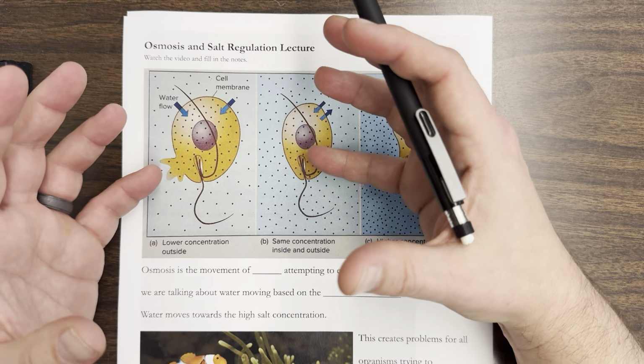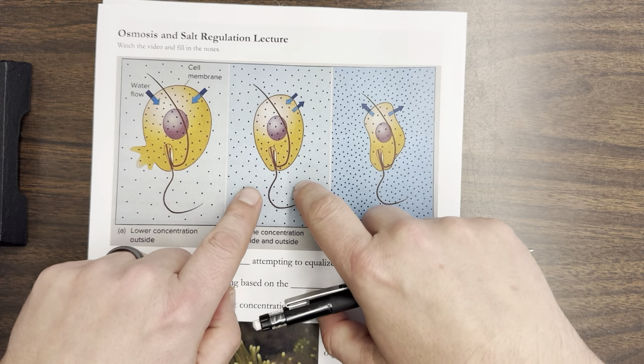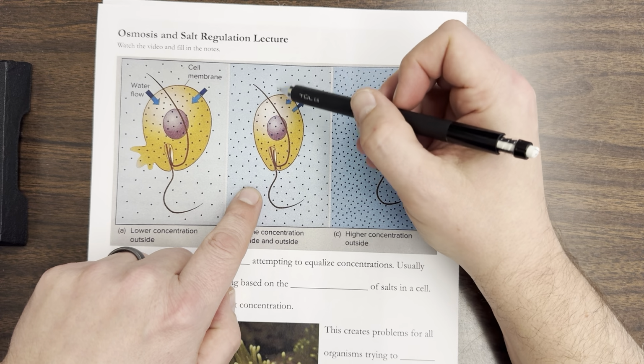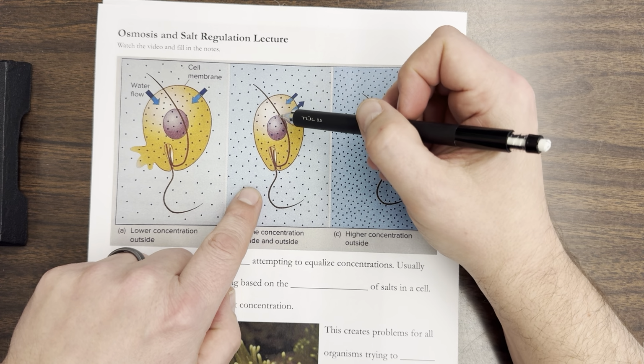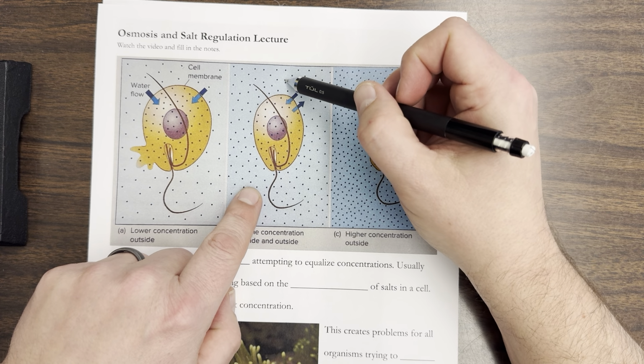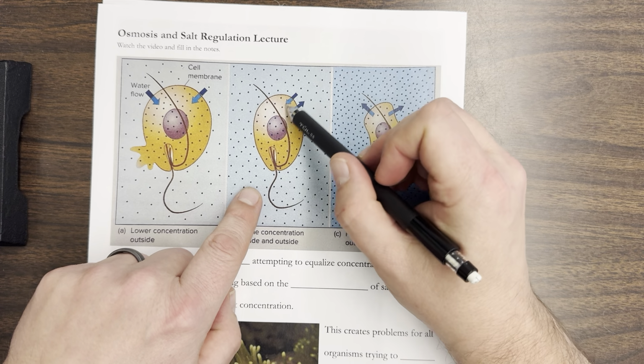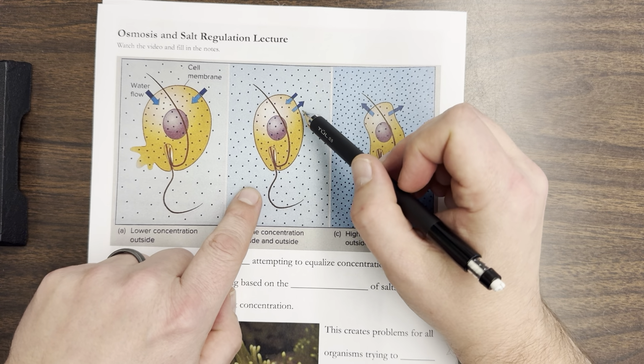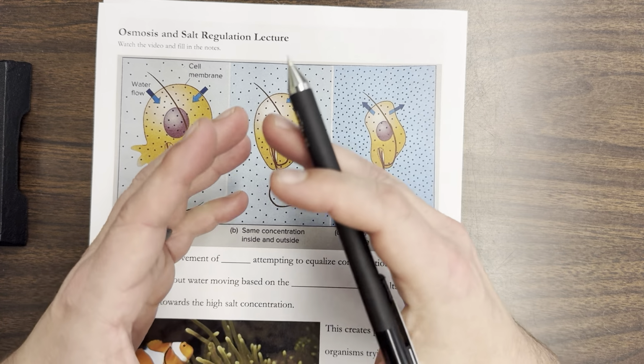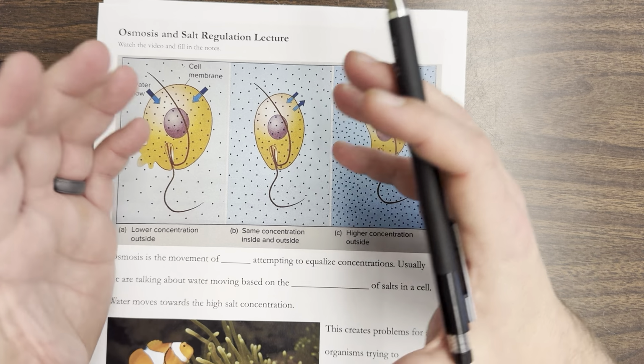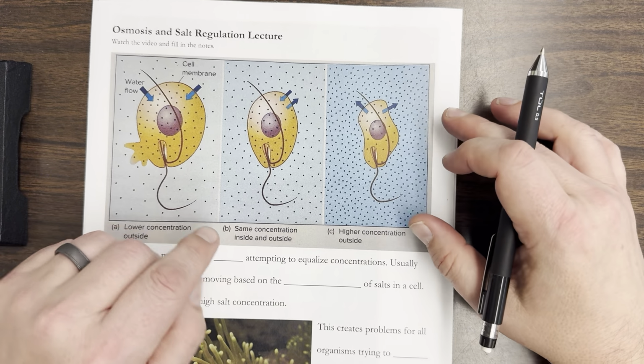cell gets bigger. In this middle one, it's an even amount or an even concentration between the outside of the cell and the inside of the cell. So water moves back and forth equally. The cell stays its same normal shape. It doesn't get bigger like in this one.